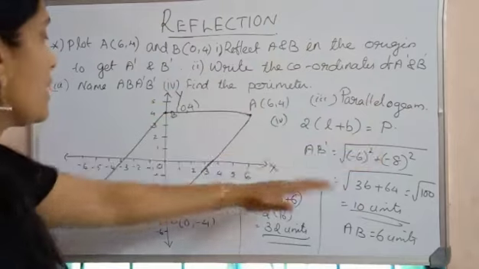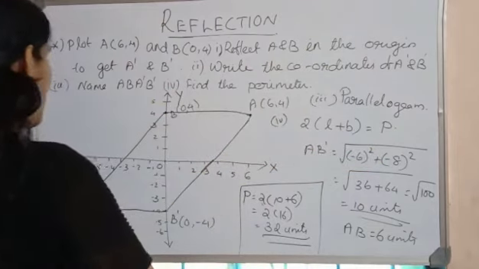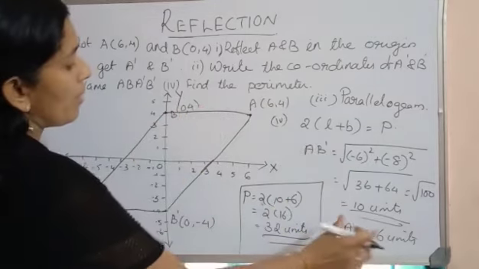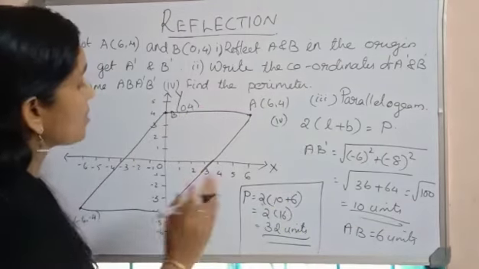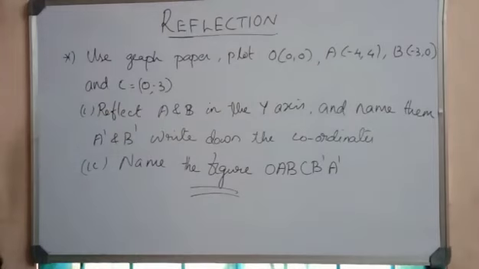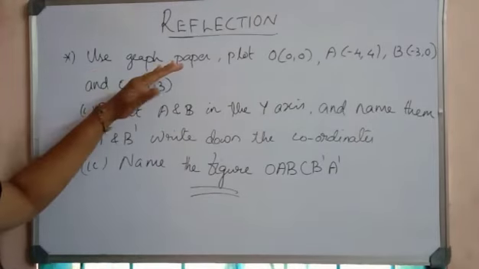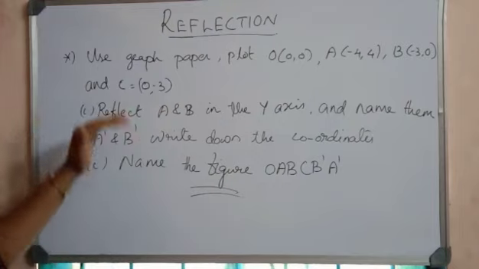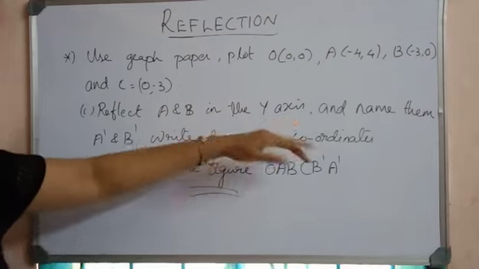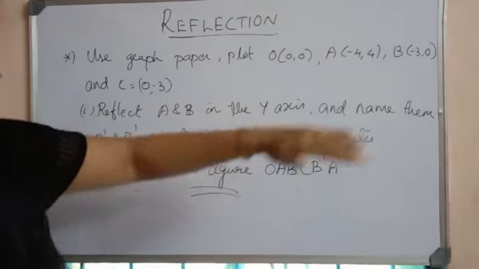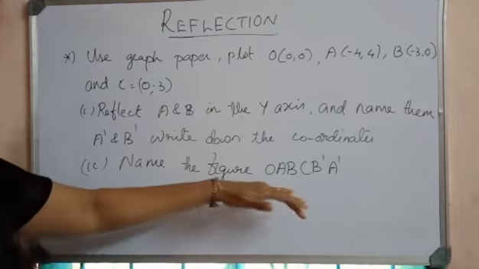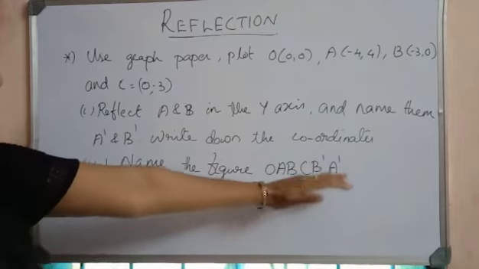When you find the perimeter, you can directly measure the length by using a scale, or you can just use the distance formula to find the length. And then you can substitute in the formula to get the perimeter. Now this question is for you. You can solve it in a graph paper and let me know the answer. See, the reflection is taking place in the y-axis. So make the corresponding changes in the coordinates, and name the figure O, A, B, C, B dash, A dash.